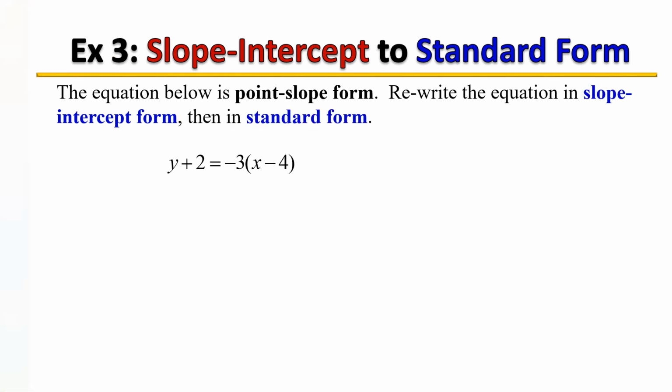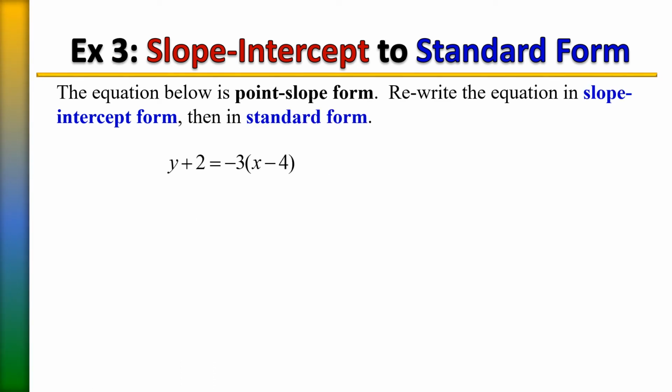In this example, we're asked to rewrite the equation in slope-intercept form, meaning solve for y, everybody else on the other side using the rules of equation. And then lastly, put it in standard form. Recall standard form is where x is first, then y, and then the number by itself, the constant, is on the right side of the equation. So let's go ahead and begin by writing it in slope-intercept form, solving for y.